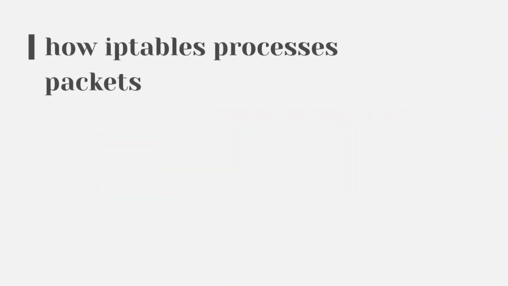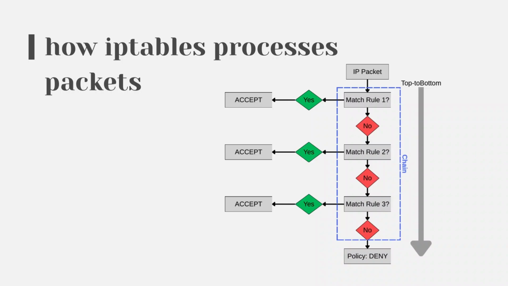Now, here's something really important to understand about how iptables processes packets. Each packet is evaluated sequentially against the rules in a chain. That means the packet goes through the rules one by one, from top to bottom. And here's the key. As soon as the packet matches a rule, meaning it meets all the conditions or matches, the action is immediately taken, and no further rules in that chain are checked.